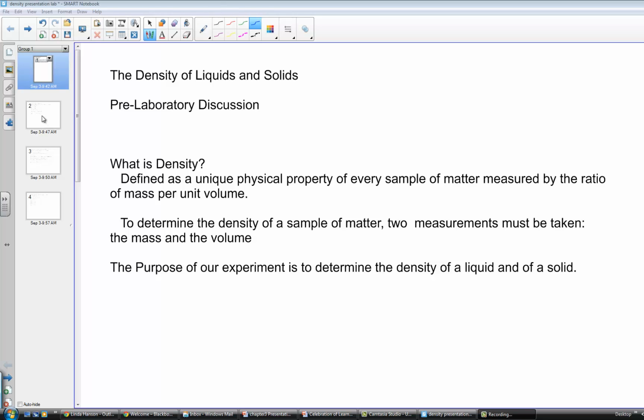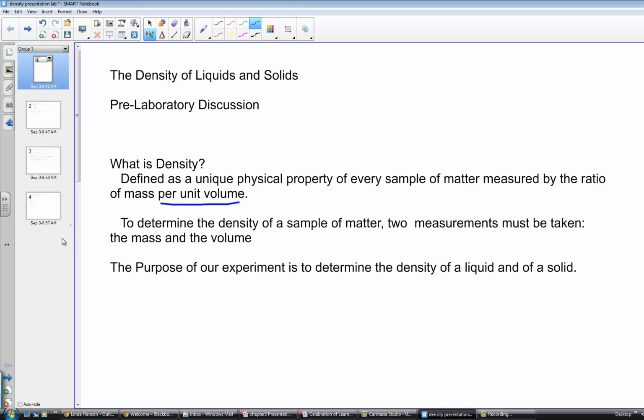This week's lab topic is on density. We will be determining the density of both a liquid and a solid. We know that one of the fundamental properties of any sample of matter is its density, and we define density simply to be that unique property that every sample of matter possesses, measured by taking a ratio of mass per unit volume. Mass per unit volume.